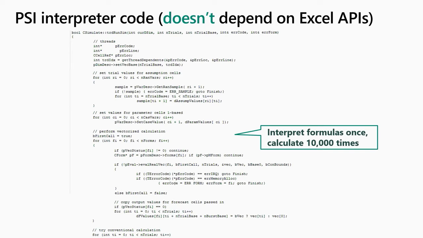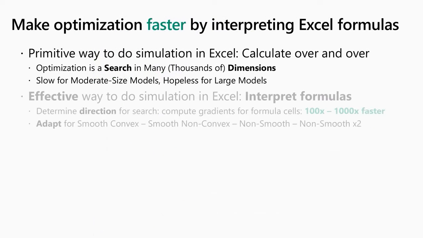And if you can see on the very bottom line there, we have for int ti running from 0 to n trials, and n trials might be 10,000. So the fallback is much slower. But the real point here is that this is code that we can use that doesn't depend on external APIs of any kind.